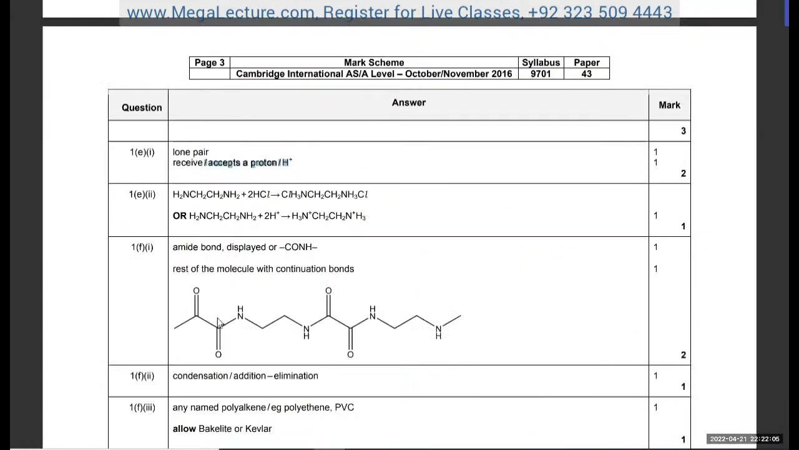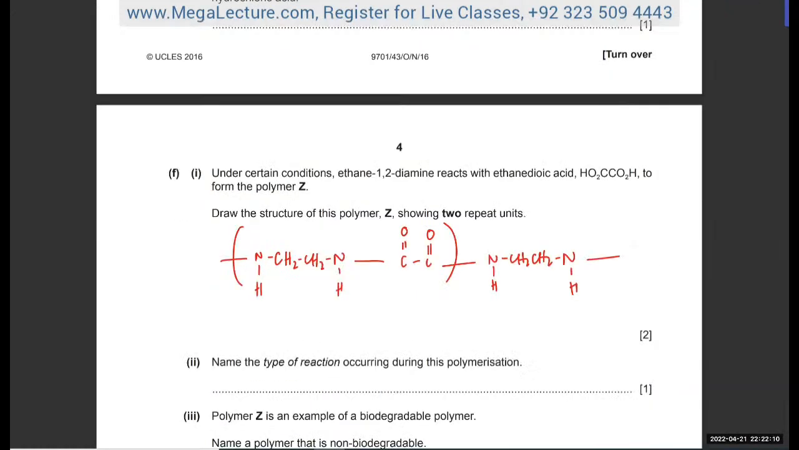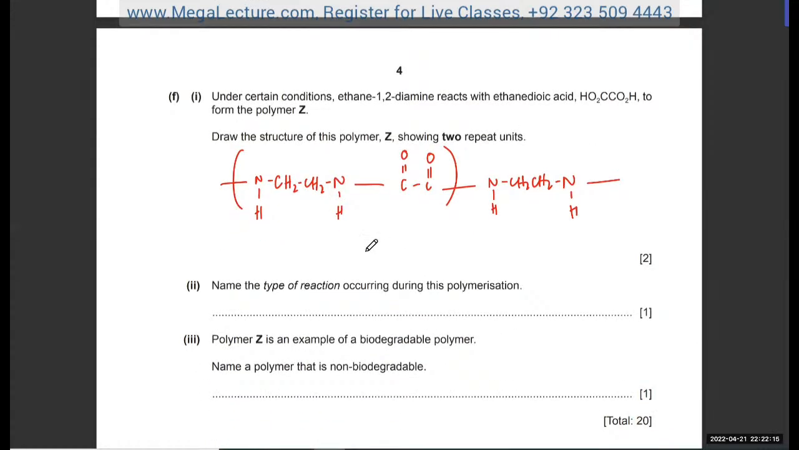Okay, well, that's 4. They've drawn a skeletal formula, but that's kind of the same thing. They didn't actually ask for the skeletal formula, they just asked for the structure. So both of them would be acceptable. Name the type of reaction. That's condensation. And remember, condensation polymers are all biodegradable.